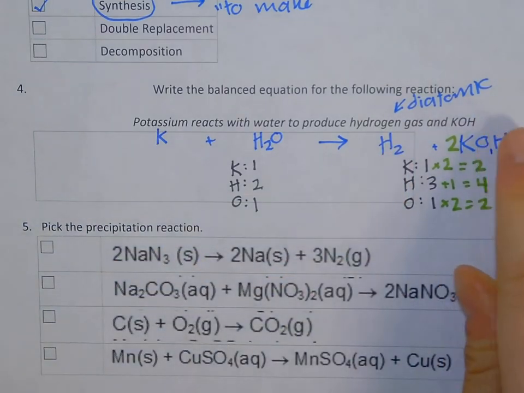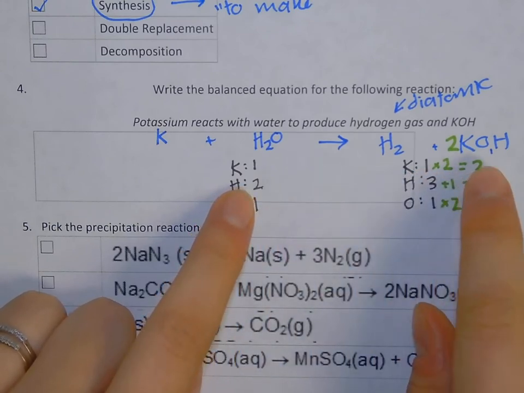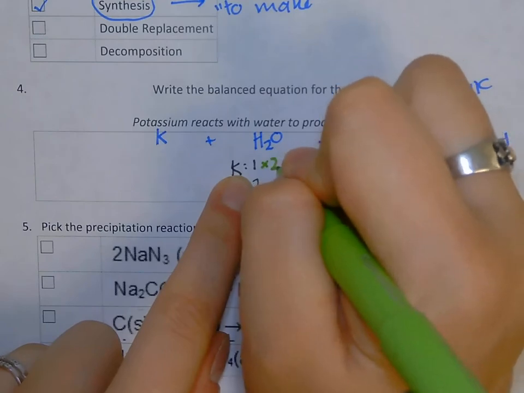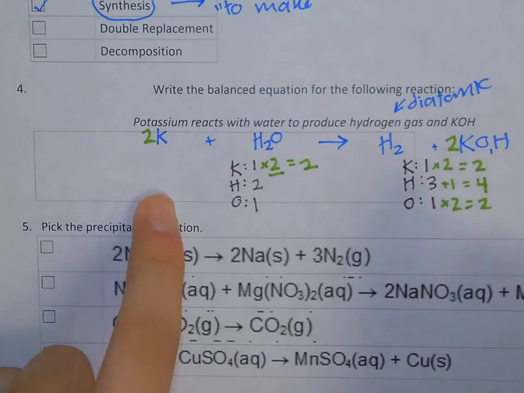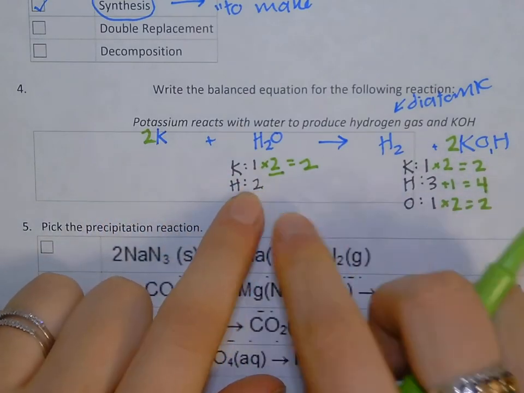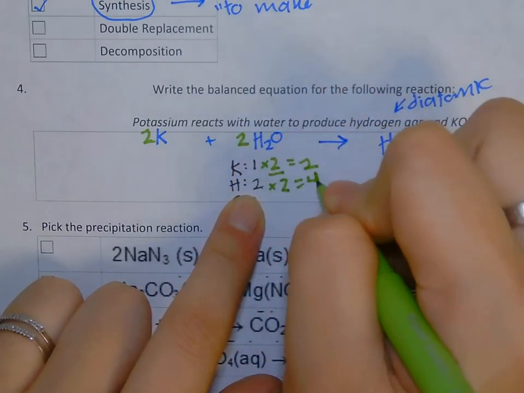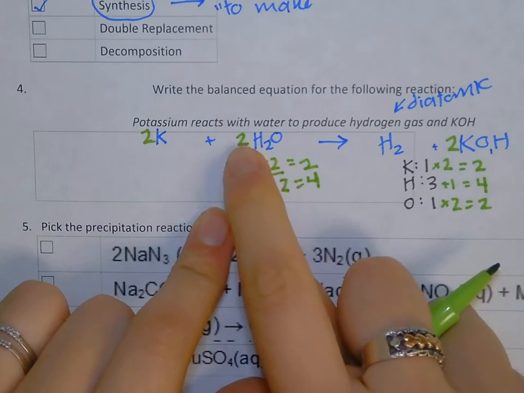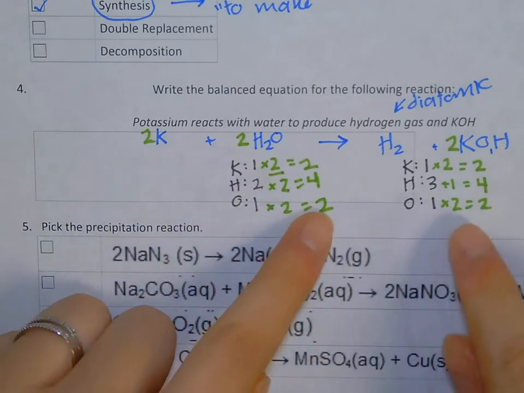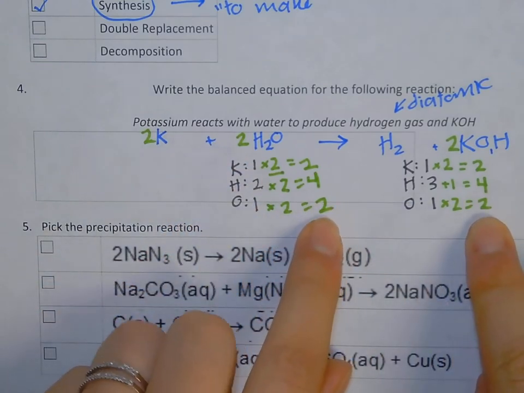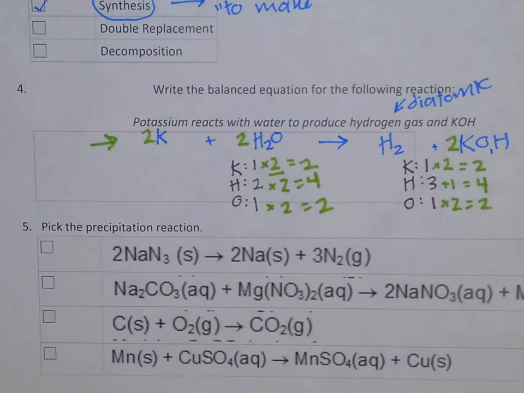Okay, so now let me go to this side. If I have 2 potassiums on this side, I can multiply this one by 2. That means I have to put this 2 coefficient in front of my potassium to make it equal. And now I have 4 hydrogens, but I have 2 here, so I can put a 2 in front of my hydrogens to multiply to equal to 4. Because I did that, I also multiplied my oxygen by 2 to equal a total of 2. So now I have 2 oxygen atoms on both sides, 2 hydrogen atoms on both sides, and 2 potassium atoms on both sides, and this is my balanced equation.